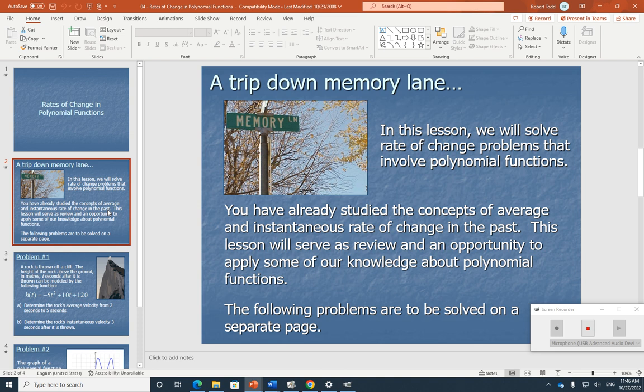In this lesson, we will solve rate of change problems that involve polynomial functions. You already studied in chapter 2 the concepts of average and instantaneous rate of change in the past. This lesson will serve as a review and an opportunity to apply some of our knowledge about polynomial functions.